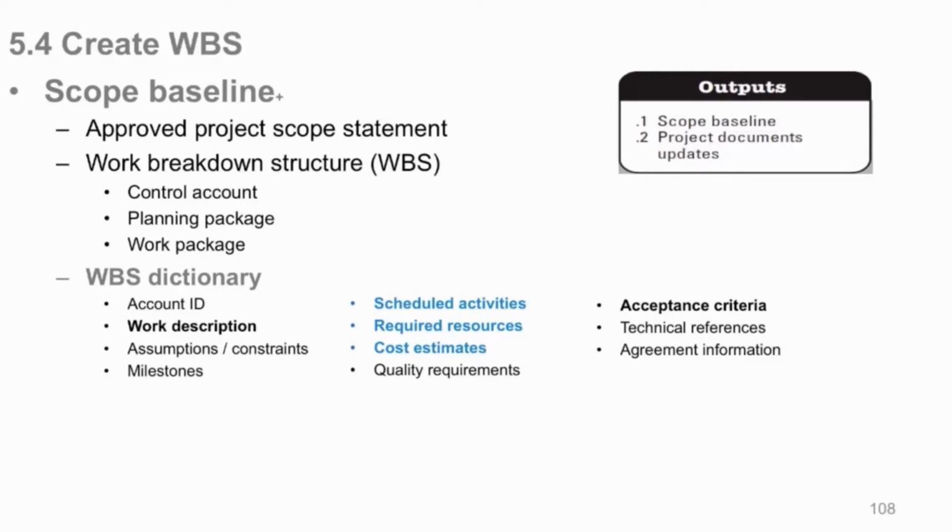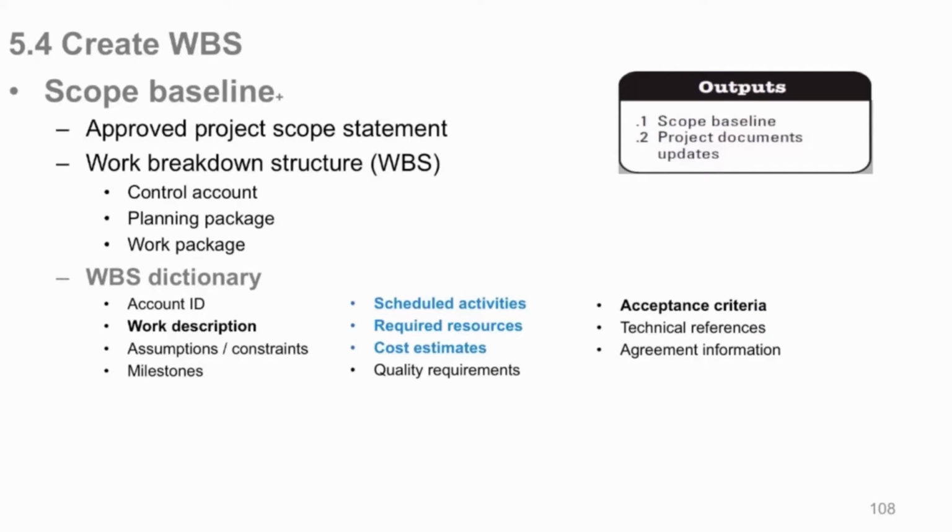A description of the work to do. Any assumptions and constraints would be in here. Major milestones that you need to meet would be in here too. You've got your scheduled activities, your required resources to build it. Now resources could be people, or they could be equipment, rental equipment, material, 52 cubic feet of concrete, whatever's required to build this one little work activity item. It's got to be in there.